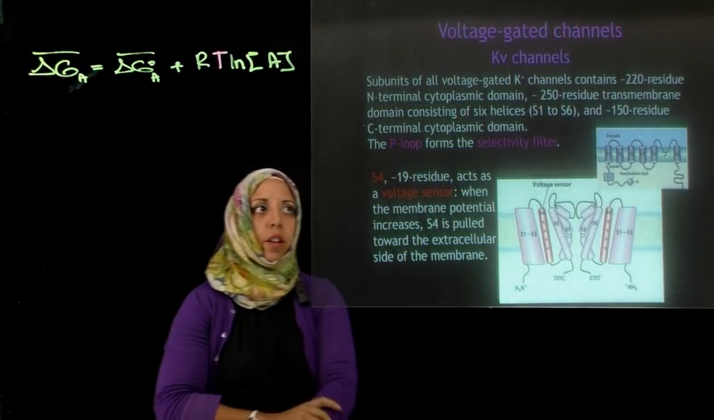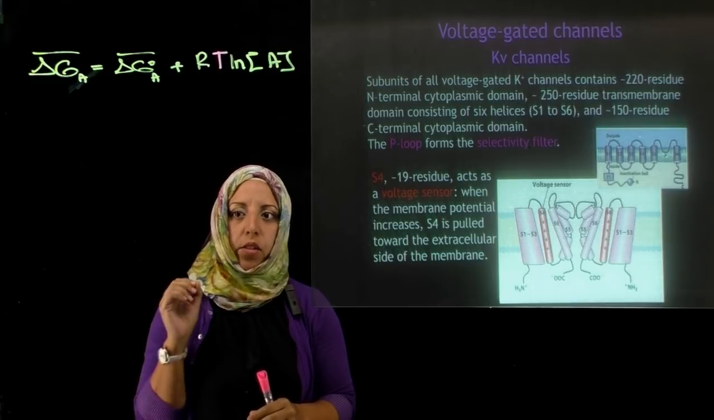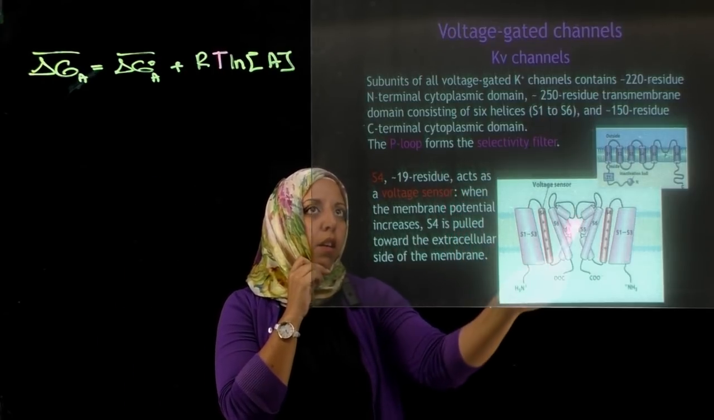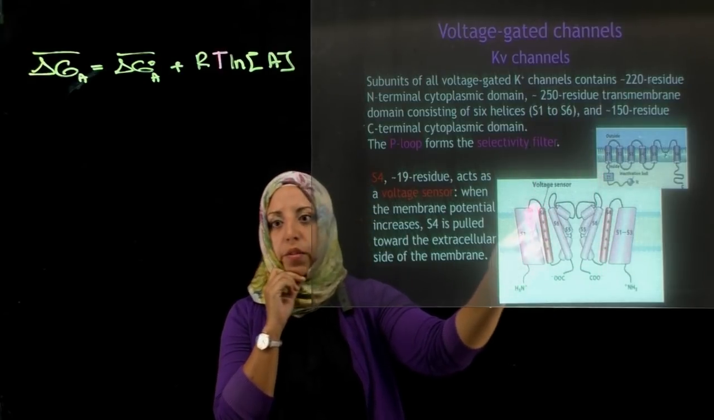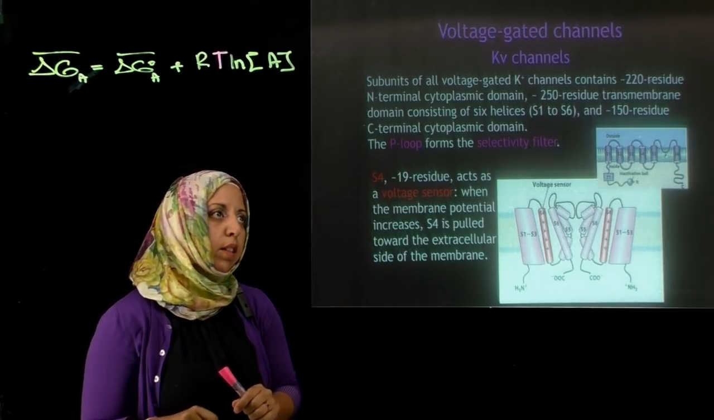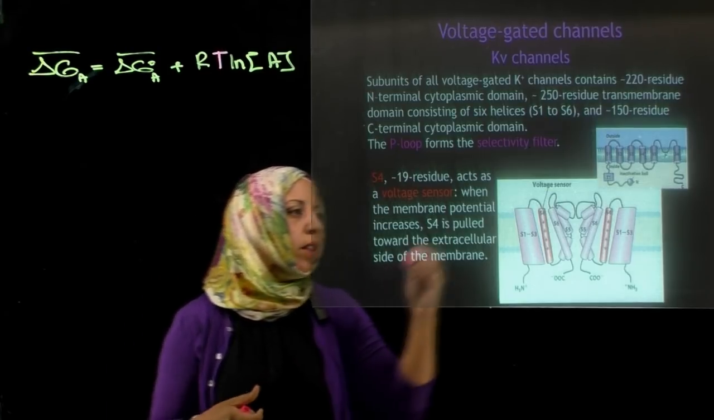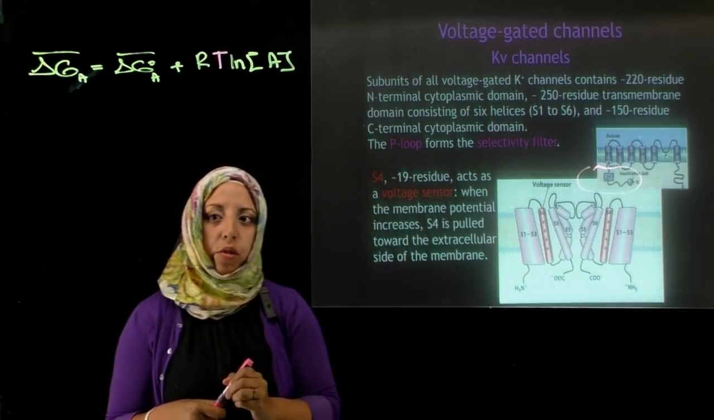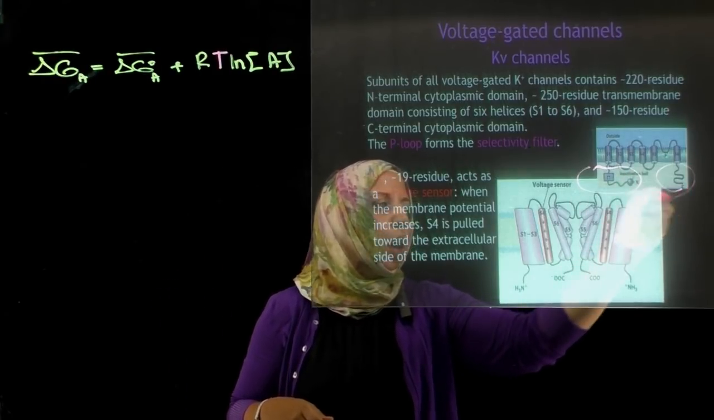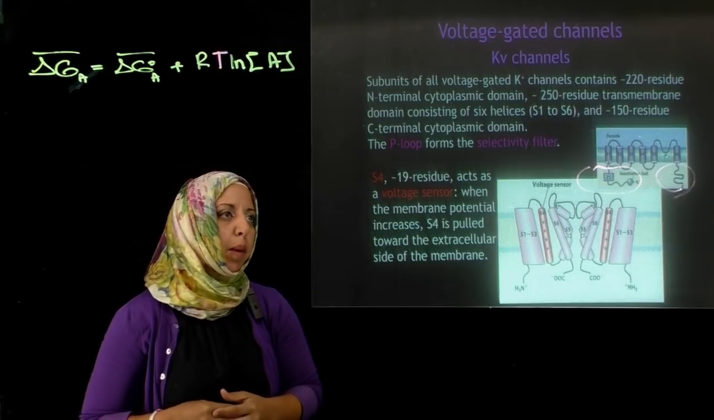Okay, so we will consider Kv voltage-gated channels. They have some resemblance to the KcsA potassium channel that we talked about last time, but they typically have 4 identical subunits, and all subunits of those potassium voltage-gated channels contain around a 220 residue N-terminal domain. So here's the N-terminal domain, which is about 220 residues. It also has a C-terminal domain of about 150 residues. They're both in the cytoplasmic side, on the inside of the membrane.